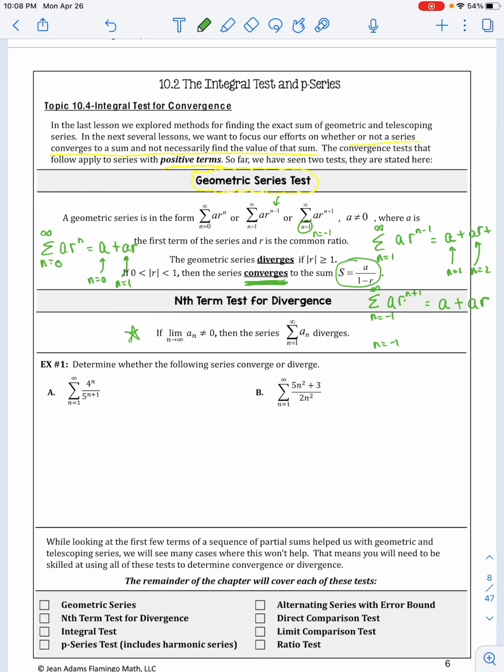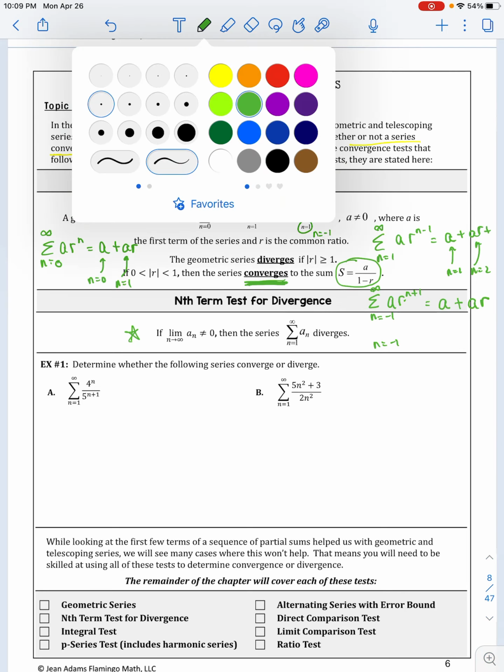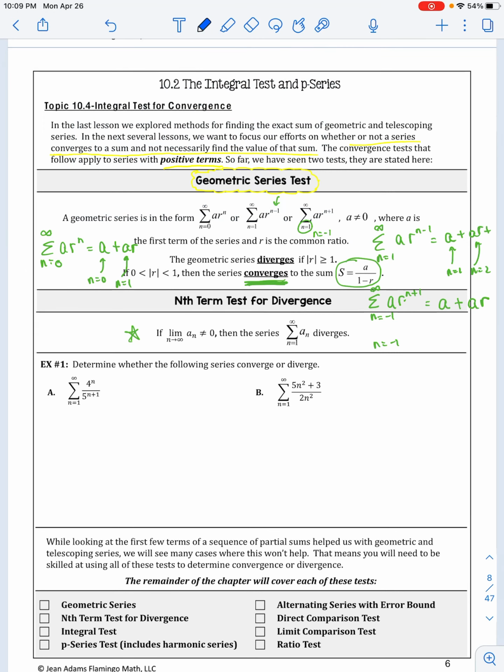The nth term test for divergence. Anytime you see a summation like this with n's in it, do a quick limit as n goes to infinity to see if you get 0. If you don't get 0, then your summation is going to diverge, okay? So we're going to talk about that when it comes up. But if you do get 0, it doesn't mean it converges, but it could converge. But if you don't get 0 when you take the limit as n goes to infinity of that nth term, if you get some finite number, you can say that your series diverges.